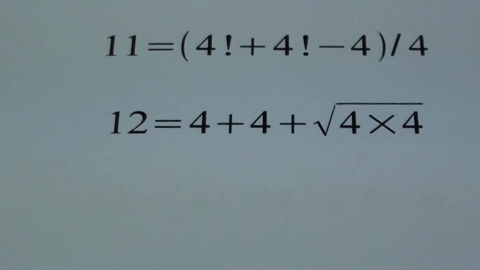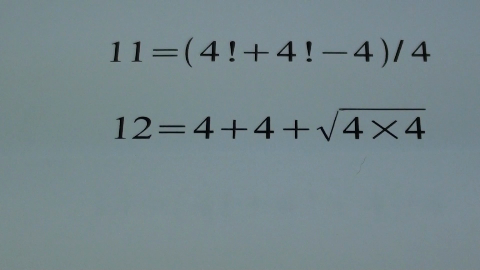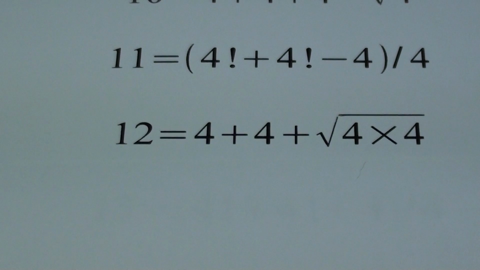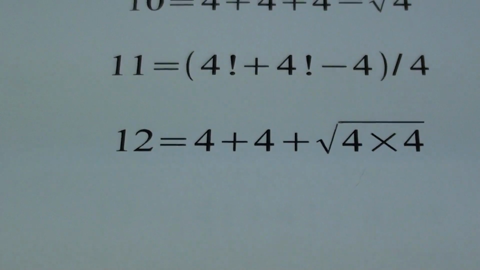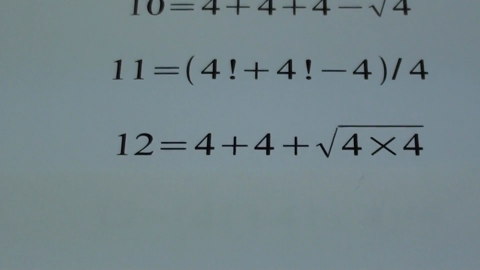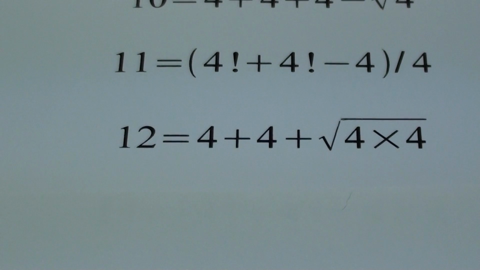Here's my version for 12. There are many solutions, but that's the one I prefer. But it doesn't mean that yours, if it's different, is bad. It's just a question of taste. So it's 4 plus 4 plus the square root of 4 times 4, which is 4, so that makes, of course, 12.